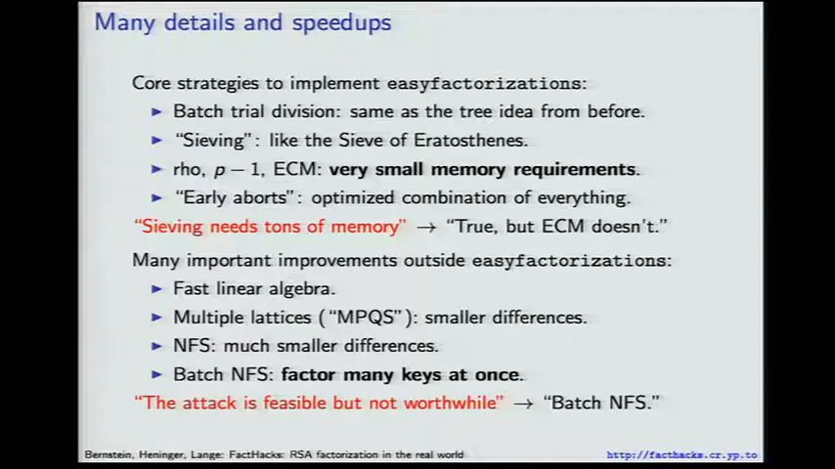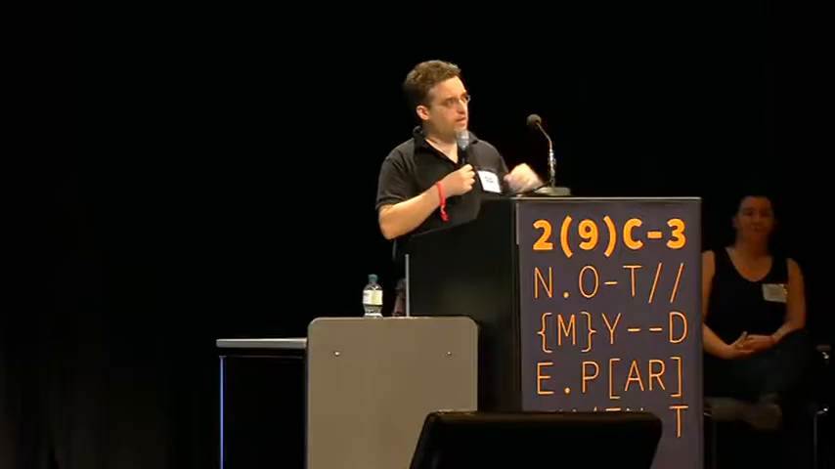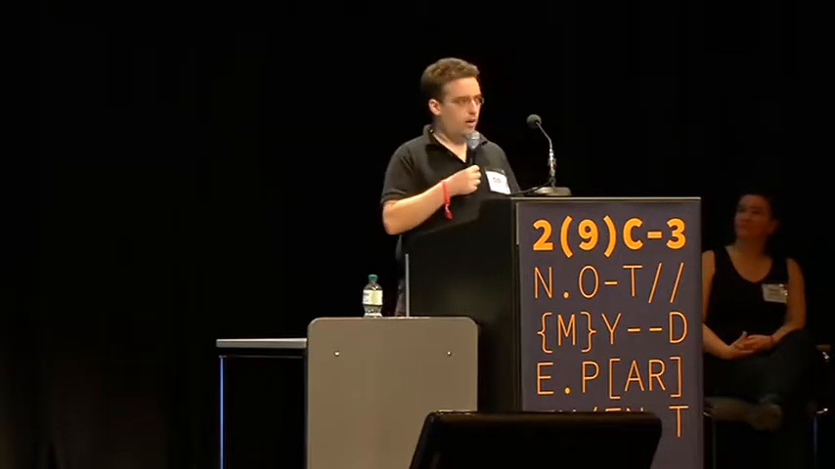Well, batch NFS is a way to take a bunch of n's and, like the batch techniques before, there are some magic ways to find redundancies between doing the factorizations of those n's. So if somebody tells you, oh, 2^80 isn't worth it for the attacker, well, batch NFS reduces the cost quite a bit for factoring each key. If the attacker has a lot of keys to target, they can factor all of them at not much more cost than just factoring one. So don't believe people who take an economic view of how much the number field sieve is worth.